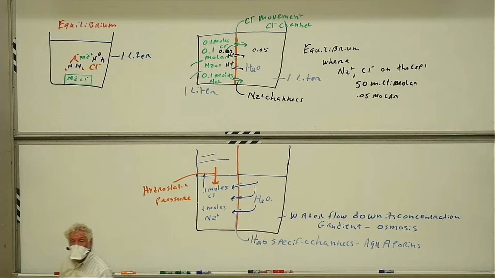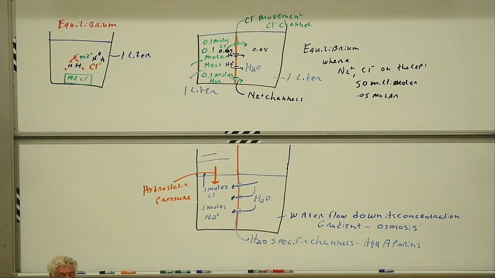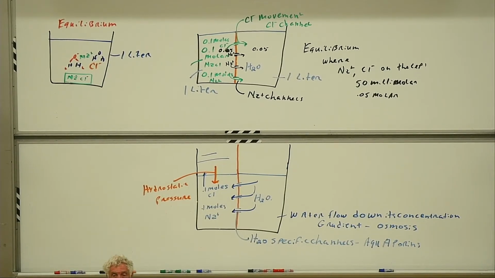Yeah? I just want some clarification. Was the first example an example of diffusion and this is an example of osmosis? So the question here is, what's the distinction between diffusion and osmosis? It's a good question. They're really the same thing. In the upper panel, what we're talking about is the diffusion of ions, the diffusion of those particles. But here we're talking about the diffusion of the water molecules. And the diffusion of the water molecules has a special name in biology called osmosis.